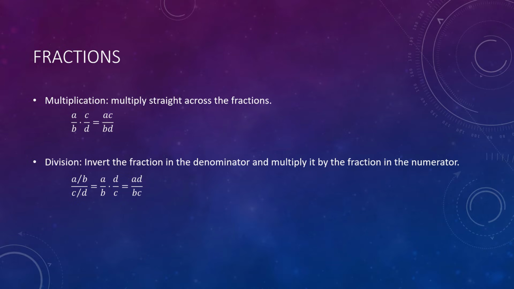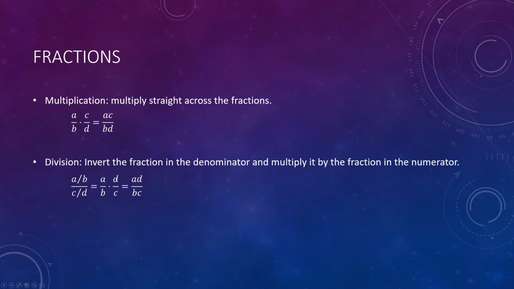Let's say we have the fraction a over b divided by the fraction c over d. Let's follow this in parts. Invert the fraction in the denominator. What that means is flip it over. So now it's d over c. You then multiply it by the fraction in the numerator, which was a over b. So this is what we say as multiplying by the reciprocal of the denominator.